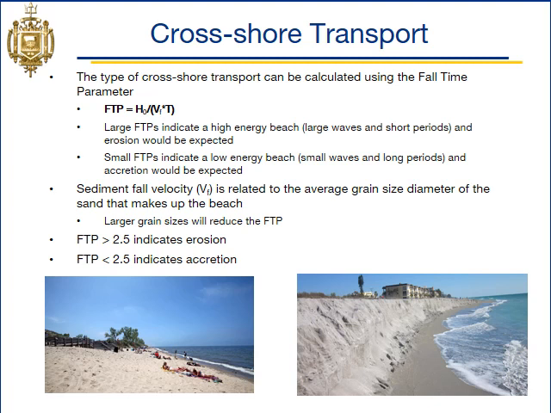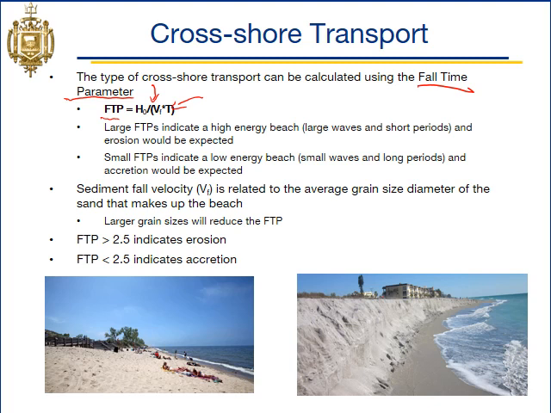All right, so how do we figure out if a beach is going to erode or accrete? Well, we're going to calculate the fall time parameter, also known as FTP. The fall time parameter is equal to H naught, which is the deep water wave height, divided by VF times T. VF is the fall velocity, which we'll pull off a chart on the next slide. And T is the wave period, so the time between waves. Remember, H naught is deep water wave height.